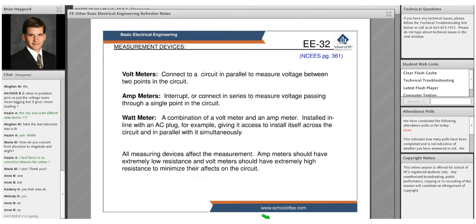All measuring devices affect the measurement, it says on the slide, and I believe it. An ammeter should have extremely low resistance. Like if you're trying to measure flow, you should have as little resistance to flow in that measurement device as possible. And voltmeters should have an extremely high resistance to minimize their effect on the circuit, right?